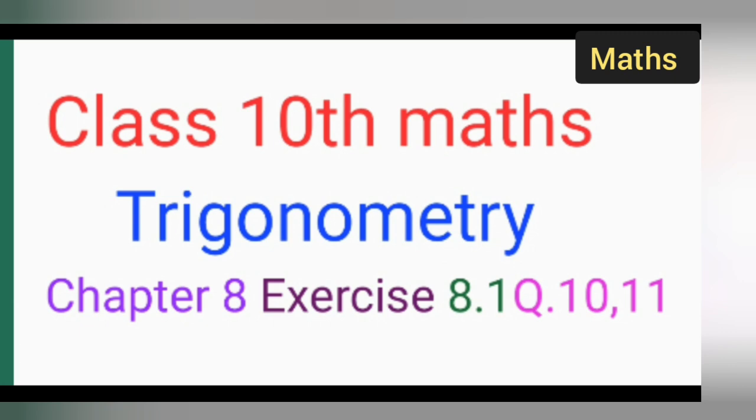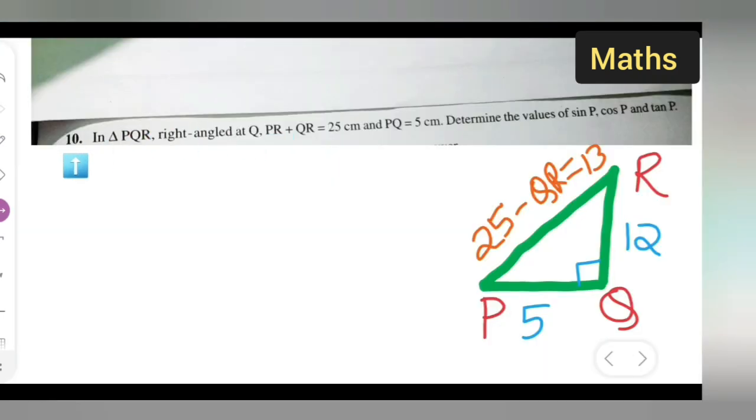So let me start. Take down question number 10. In triangle PQR, the triangle PQR is given to you, right angled at Q. PR plus QR is equal to 25 and PQ is given to be 5. You have to determine the value of sin P, cos P and tan P. Here QR is not given and PR is not given.